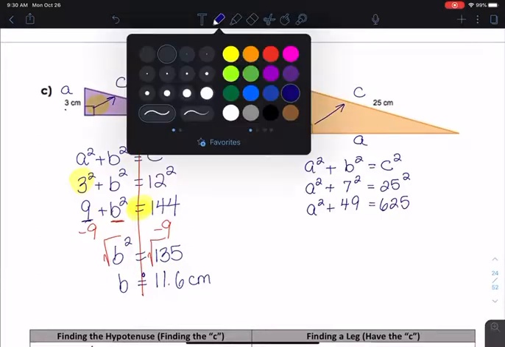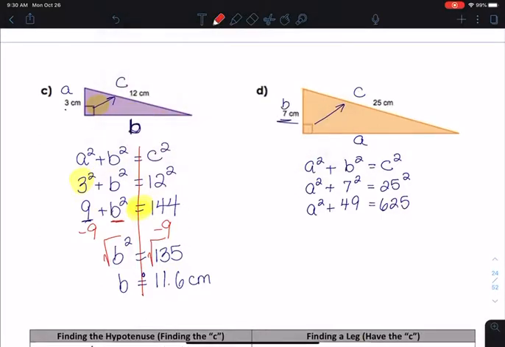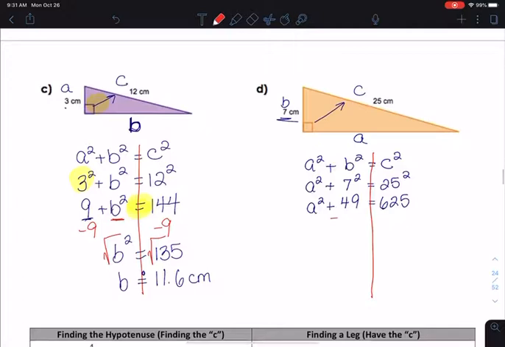Now I'm looking at an equation I need to solve. So I'm going to draw my line. I want to get A squared alone. There's a plus 49. To get rid of that plus 49, I'm going to subtract 49 from both sides.